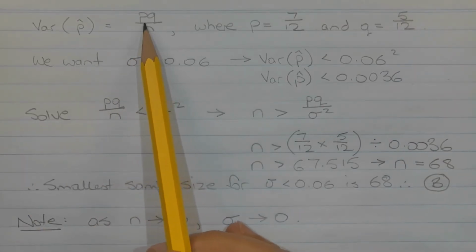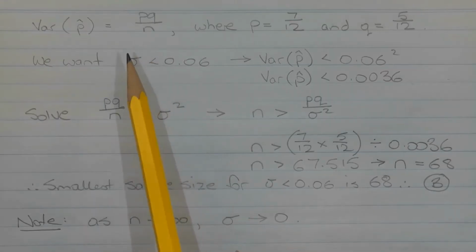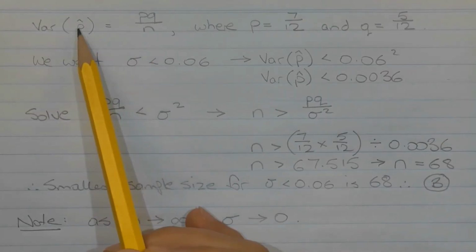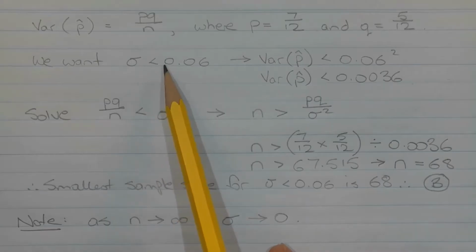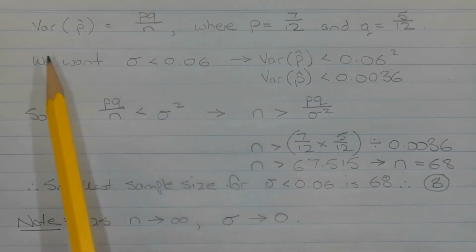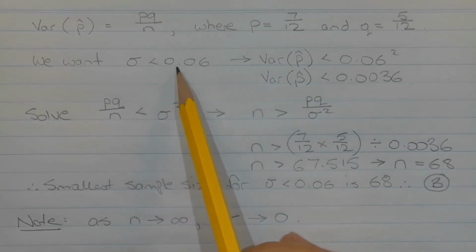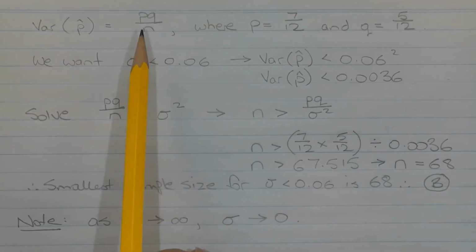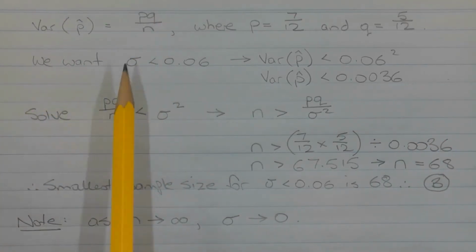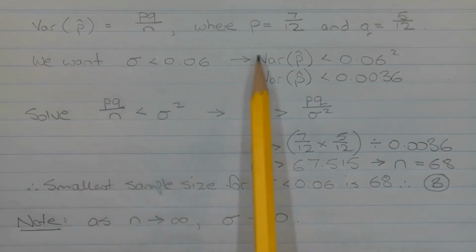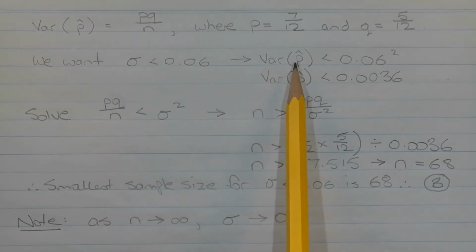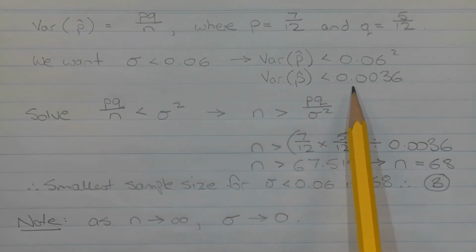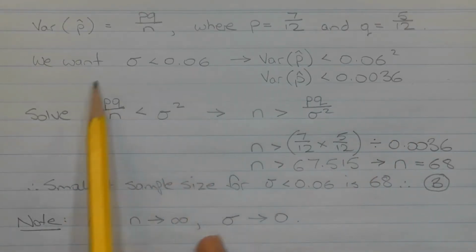Now we want to find the sample size n such that the standard deviation of the sample proportion p hat is less than 0.06. Now the variance is the square of the standard deviation. So squaring 0.06, we get 0.0036. So we can reframe this question. We need to choose an n such that the variance of the sample proportion p hat is less than 0.0036. So we want to solve this inequality here.